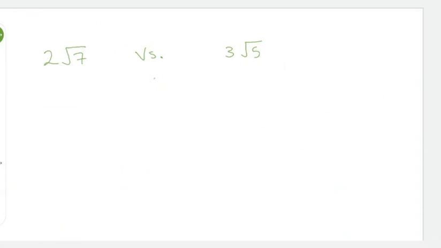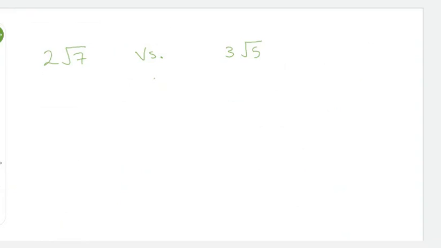So root 5 is smaller than root 7. So how can we be sure? I'm not too sure. Well, do you know how we can simplify surds by rewriting them? What about unsimplifying surds? How might you unsimplify?